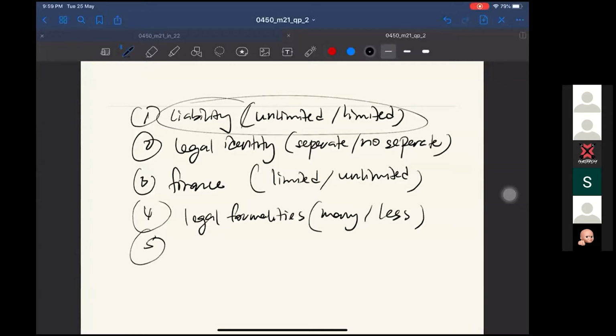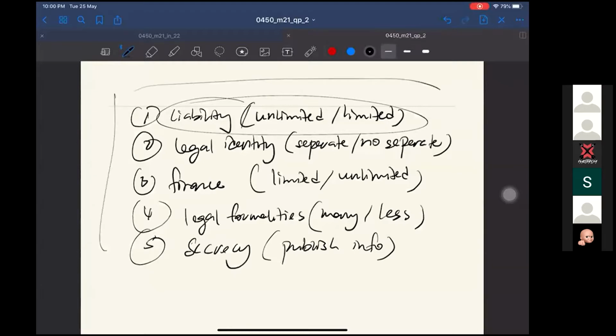And number five, you may also compare with the secrecy. So do they need to publish information to the public, yes or no? So usually for partnership and sole trader, they do not have to publish the information to anyone. So you can keep your information, while for limited company, they have to disclose their information. So that means the competitors can access your information or your financial statements. So it means less secrecy for the limited companies.